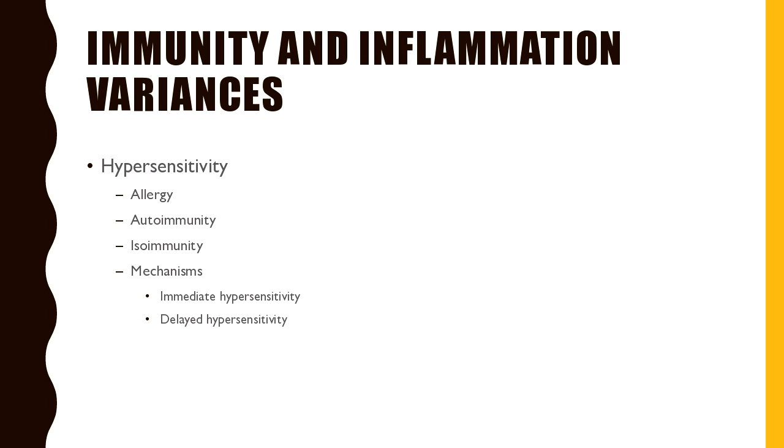Autoimmunity is an immune response against the body's own cells. An example of that would be lupus. That is an autoimmune disorder. Isoimmunity is an immune response against beneficial foreign tissues, like blood transfusions or tissue grafts. Immediate hypersensitivity is when antibodies in a serum cause an antigen-antibody response upon re-exposure. It can be as mild as hives, or as severe as anaphylaxis. Delayed hypersensitivity is when the body doesn't react for hours to days after an exposure.